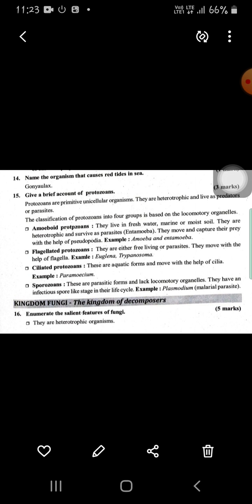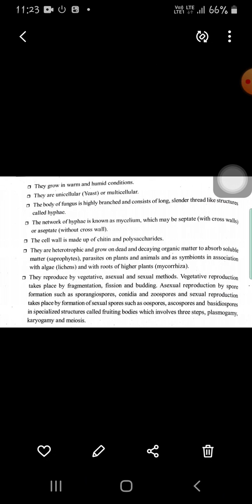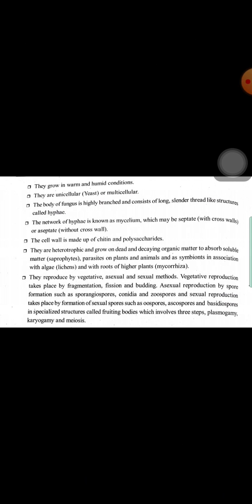Next, for 5 marks, the question they may ask is about the fungi. Let's know about the fungi. Fungi are heterotrophic organisms. They live in warm and humid conditions. They are both unicellular and multicellular, and they have long hair-like structures called hyphae, and a network of hyphae is known as mycelium.